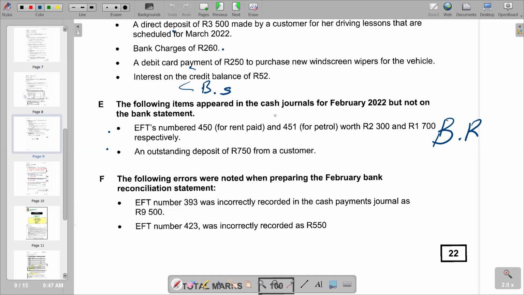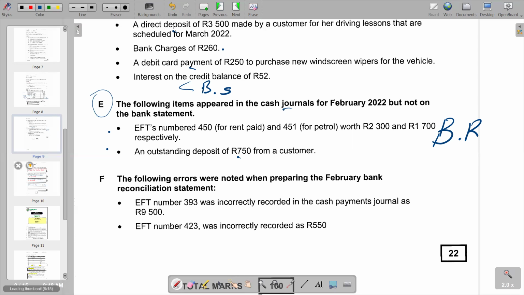So you are supposed to go to the section E, which is: the following items appeared in the cash journals for February 2022, but not on the bank statement. So at information E, that's where we're going to find items that should be in the bank statement but are not indicated. They are appearing in the cash journals, but not on the bank statement. So for rent and EFT 5451 for petrol with 2,300 and 1,700 respectively. We also have an outstanding deposit. We start with an outstanding deposit of 750 rands from a customer.